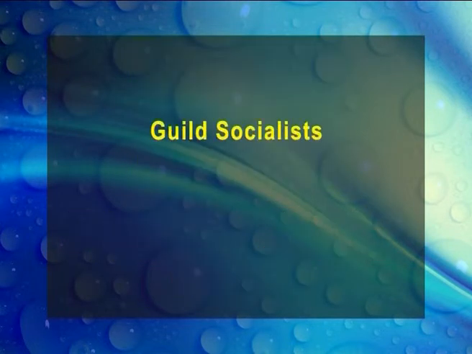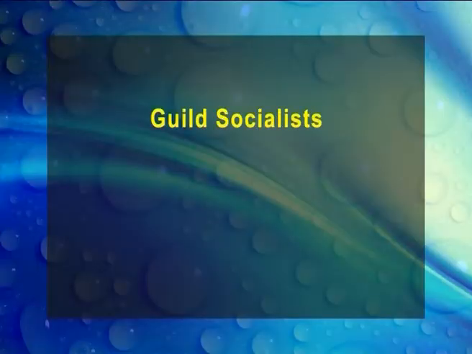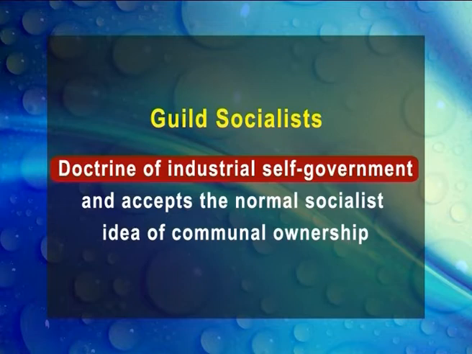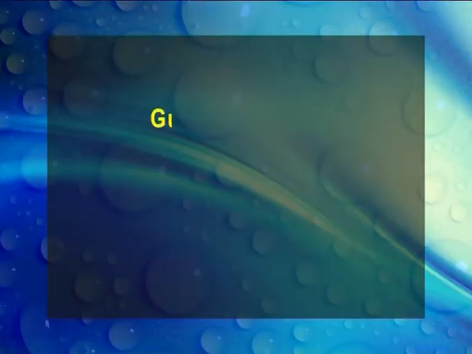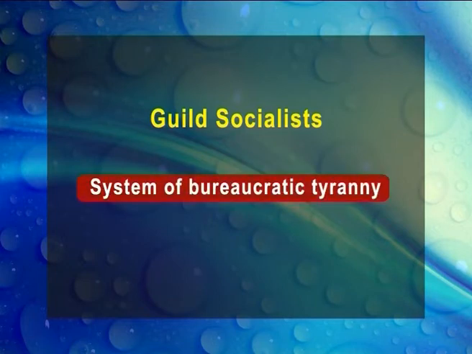The Guild socialists stood for state ownership of industry, combined with workers' control through the delegation of authority to national guilds organized internally on democratic lines. Moreover, it is seen as a doctrine of industrial self-government and accepts the normal socialist idea of communal ownership but rejects state management, which to the Guild socialists is a system of bureaucratic tyranny.